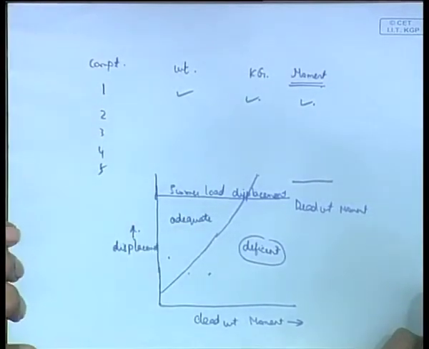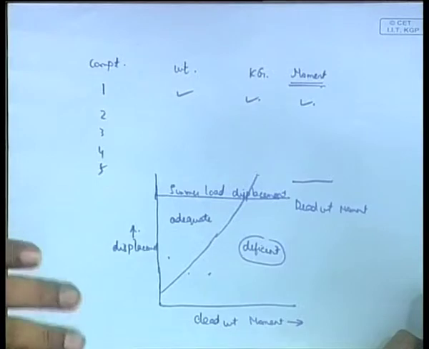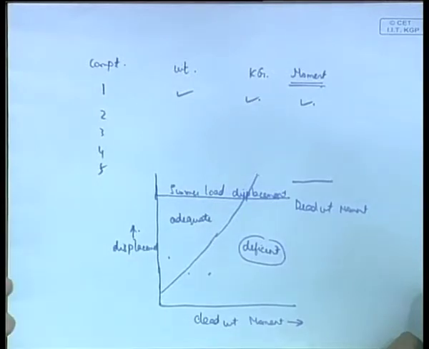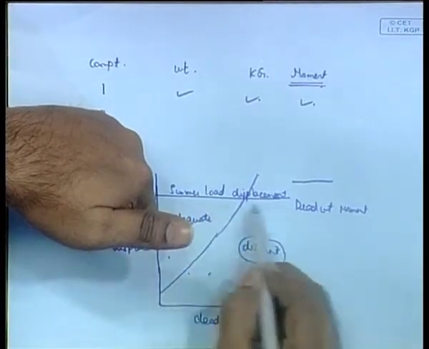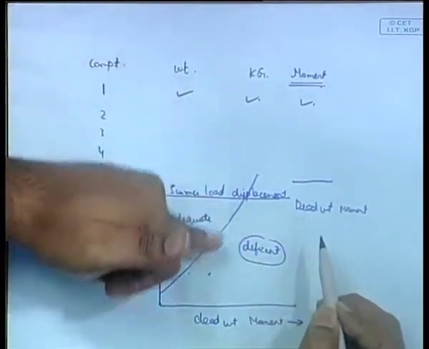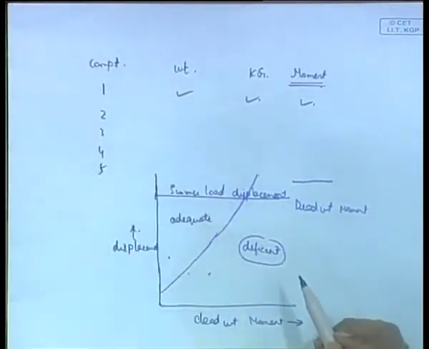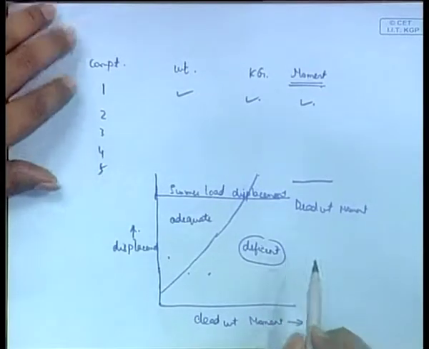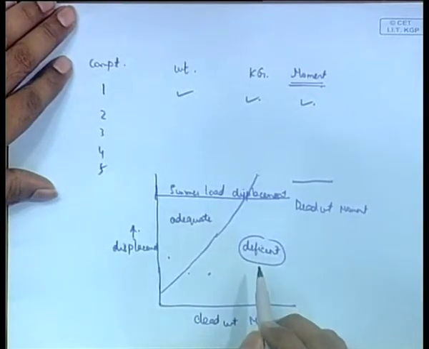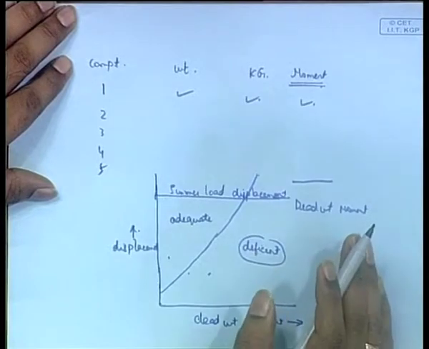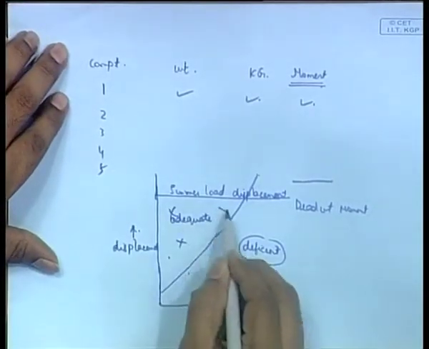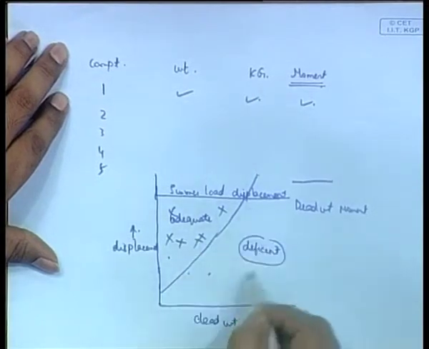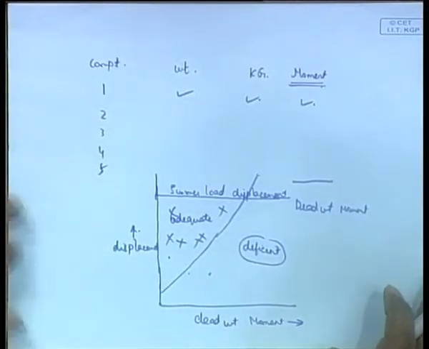Therefore, you cannot increase your dead weight moment such that the limit is exceeded. You cannot go beyond this horizontal line; the region beyond is not allowed. So, for the ship to be okay in a particular condition, it has to be somewhere here. Anywhere else is going to be a problem.